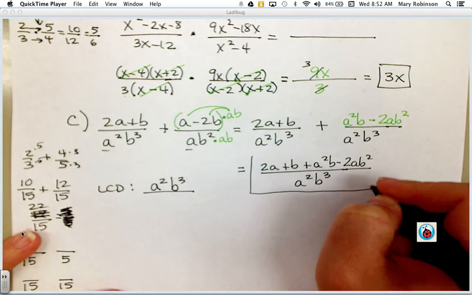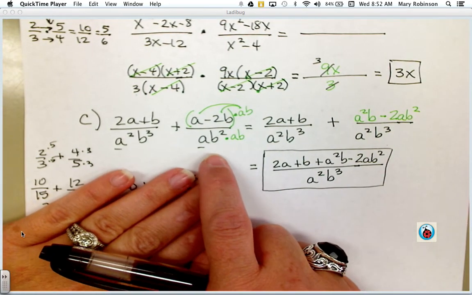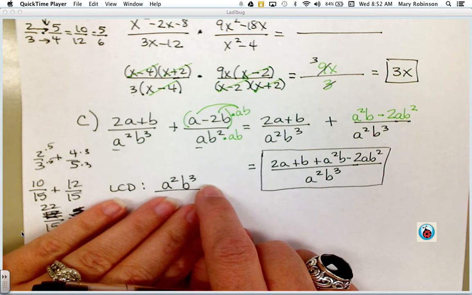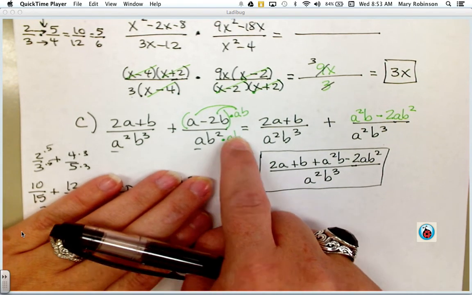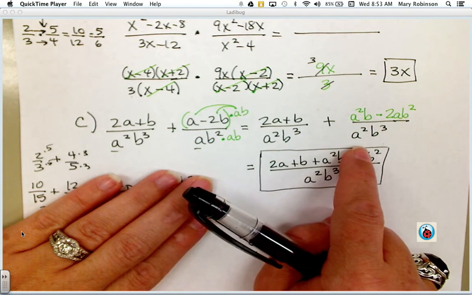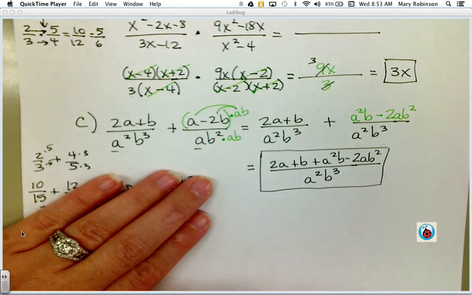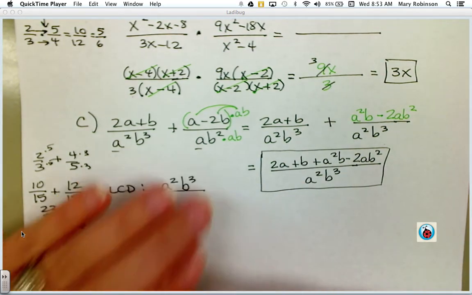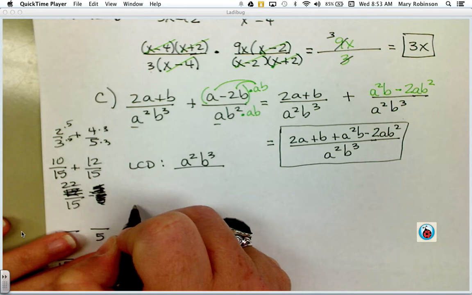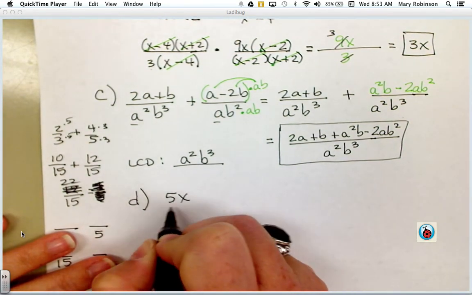We are through. So notice, it really wasn't much work. We had to determine what our common denominator was, multiply the bottom and the top by whatever we needed to make that denominator a squared b cubed, distribute, and then combine our numerators into one fraction. Okay? That's it. For D, we have a subtraction problem.